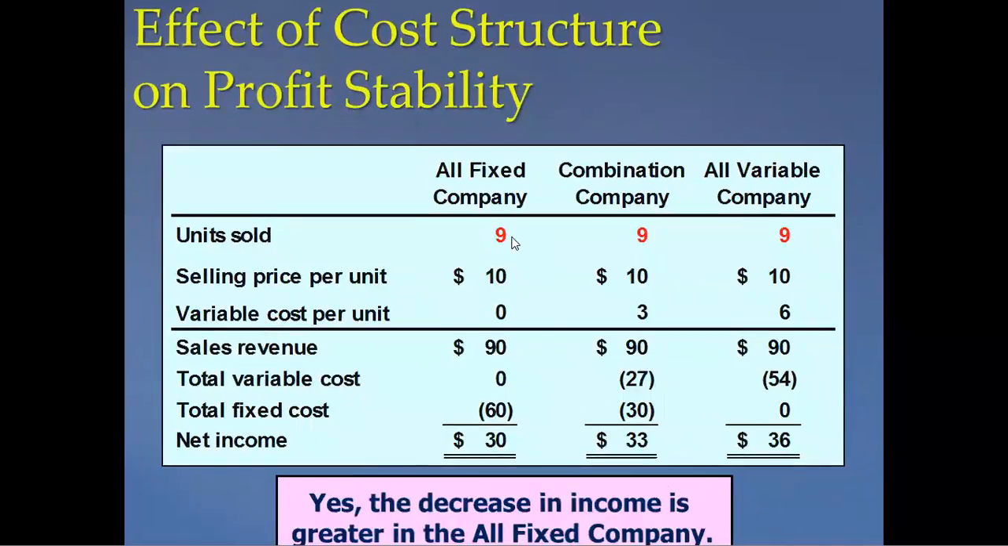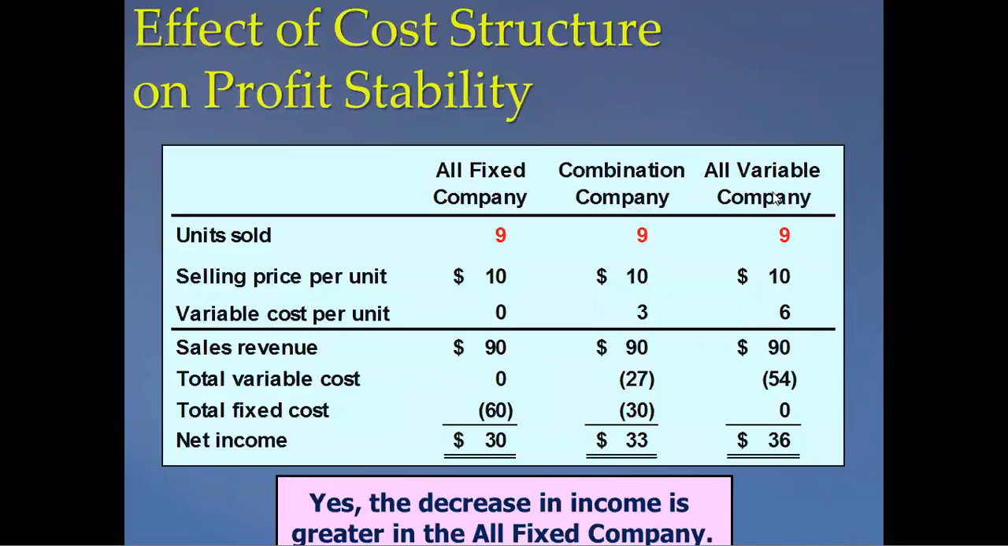What happens if the volume goes down? There's no impact on the all fixed company because the variable costs don't change. You still have that $60 fixed cost. But now your revenue is 9 tickets sold at $10 each. That's $90. So your net income is $30.